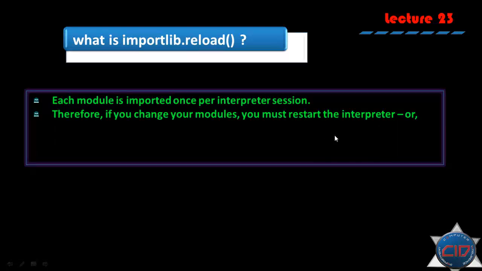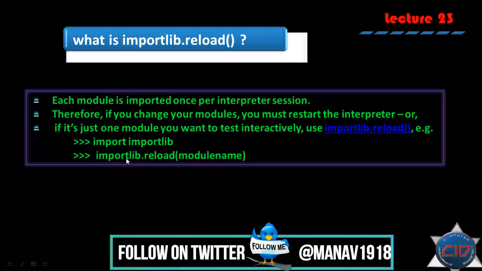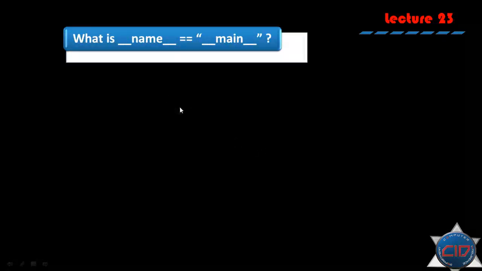But if you want to test that module, we can use the importlib module, and this module has a method called reload, and under reload we'll have to pass our module which we are going to reload. Okay, such as I have an example here, import importlib. I'm going to import this, and after this I'm calling importlib.reload with the module name. Okay, that's it. Let us understand what is the use of this line.